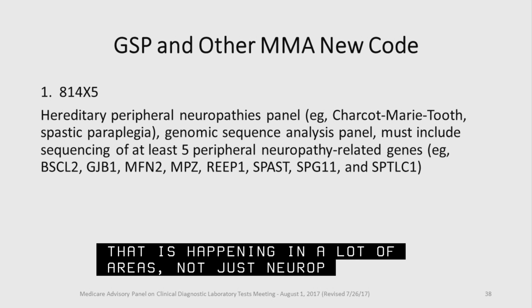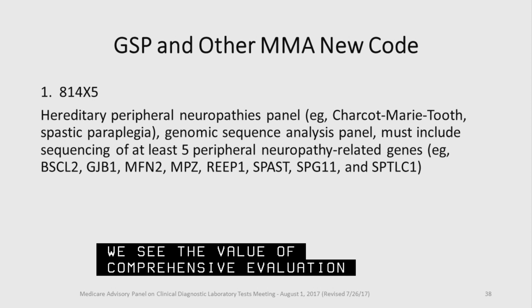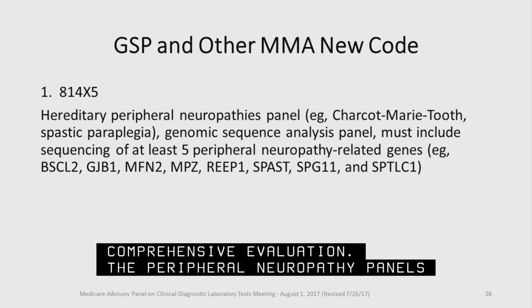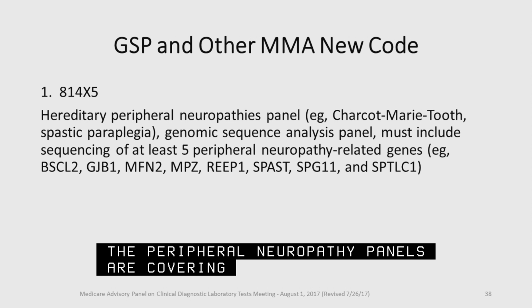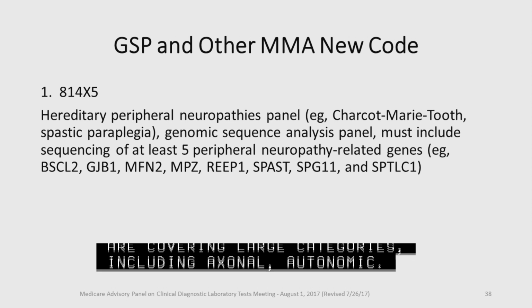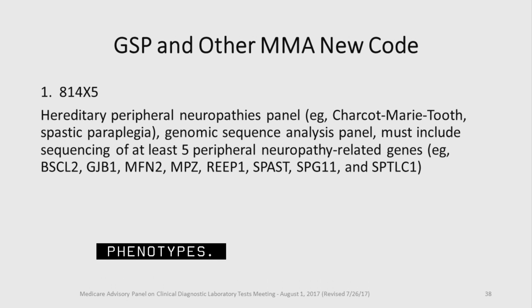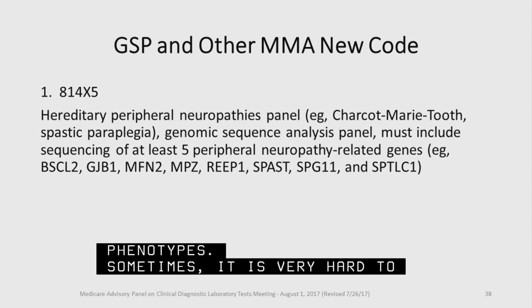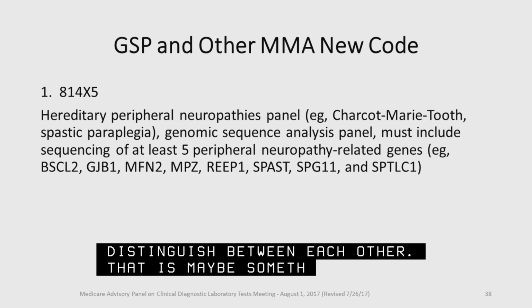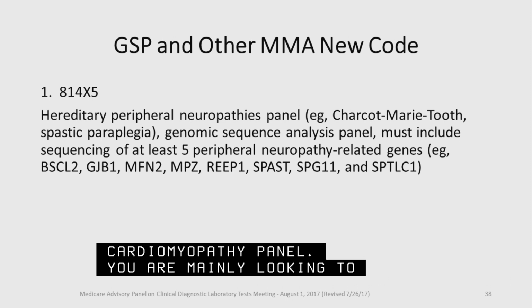And in practice, we see the value of comprehensive evaluation. The peripheral neuropathy panels cover a few large categories, including sensory, axonal, and autonomic. They share a very similar phenotype, and sometimes it's very hard to distinguish between them, and that's maybe something a little different compared to the cardiomyopathy panel. You are mainly looking for dilated cardiomyopathy genes or hypertrophic cardiomyopathy genes.